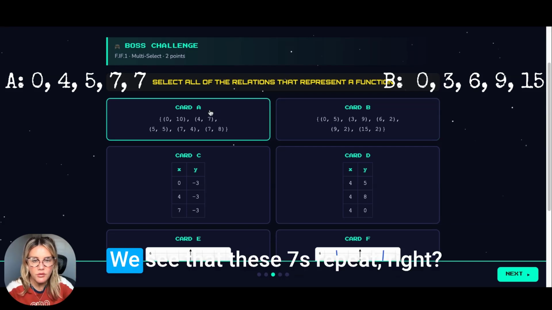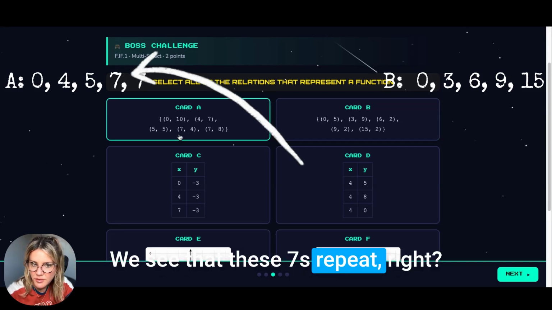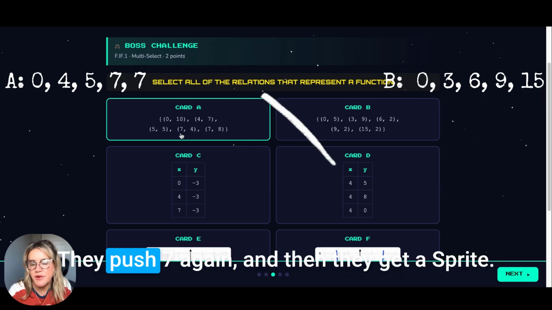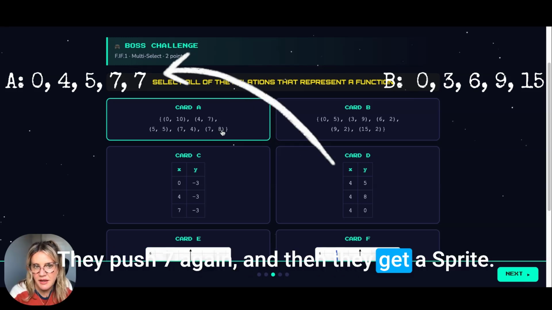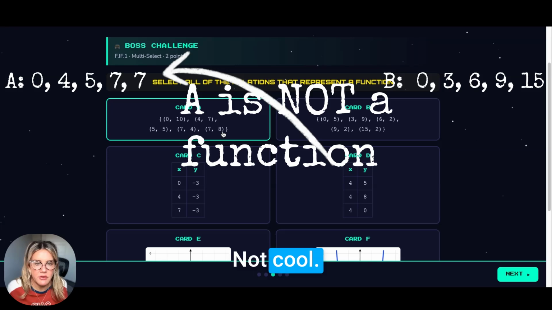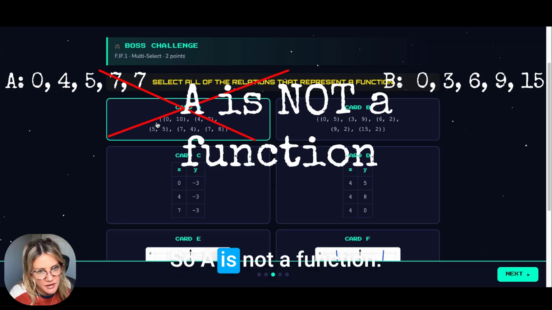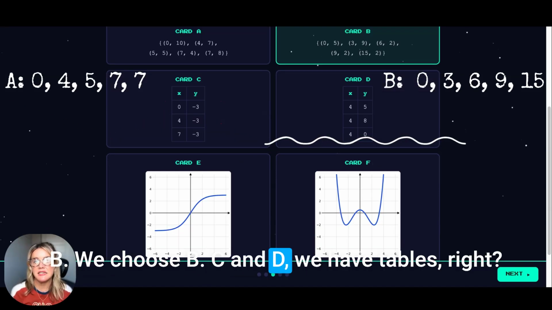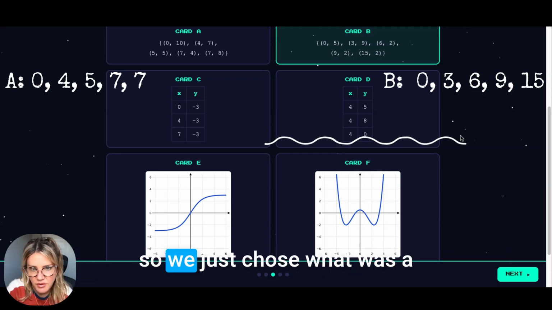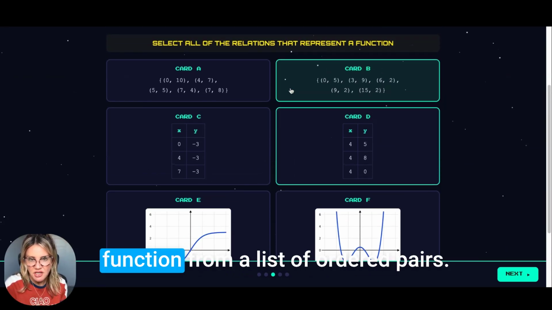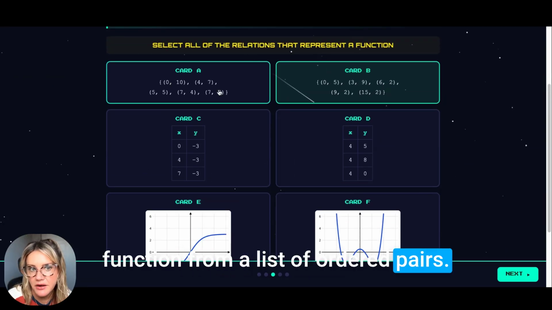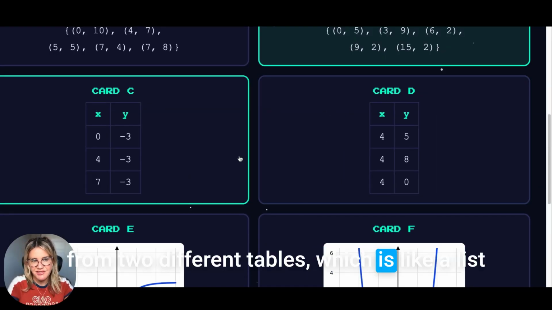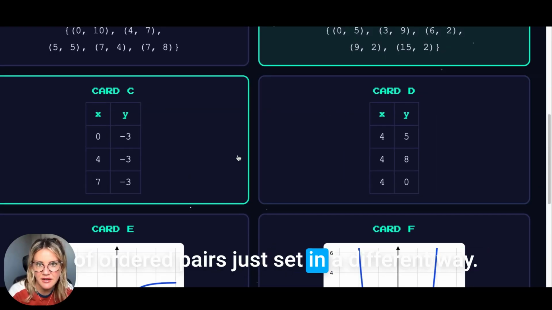Exactly. Yeah, we see that these 7s repeat, right? This person pushes 7 and then they get a root beer. They push 7 again and then they get a Sprite. Not cool. So A is not a function. B, we choose B. C and D, we have tables, right? So we just chose what was a function from a list of ordered pairs. And now we're going to choose the same from two different tables, which is like a list of ordered pairs just set in a different way.